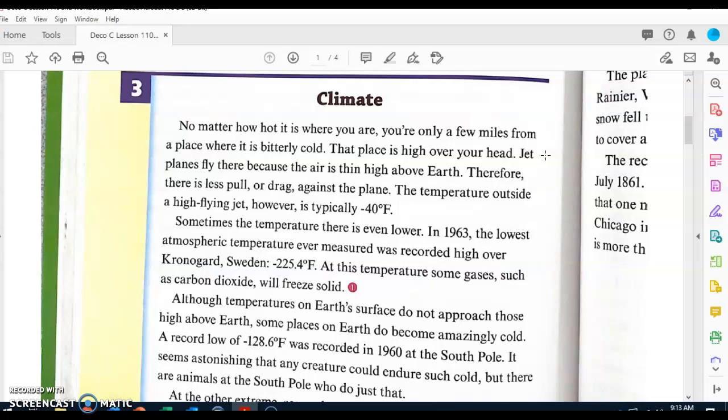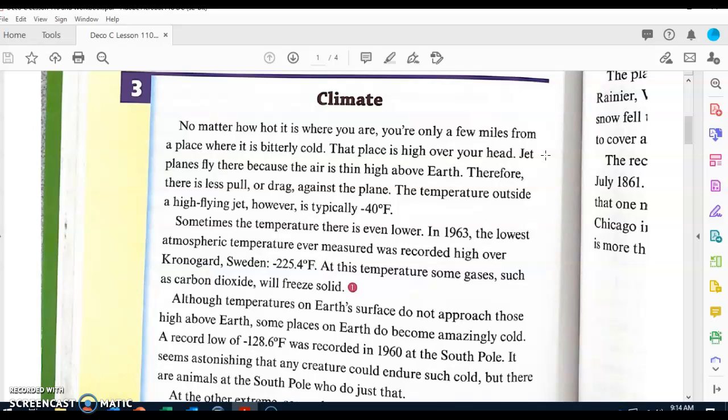Jet planes fly there because the air is thin high above Earth. Therefore, there is less pull or drag against the plane. The temperature outside a high-flying jet, however, is typically negative 40 degrees Fahrenheit. Sometimes the temperature there is even lower. In 1963, the lowest atmospheric temperature ever measured was recorded high over Kronogård, Sweden, which is negative 225.4 degrees Fahrenheit. At this temperature, some gases such as carbon dioxide will freeze solid.